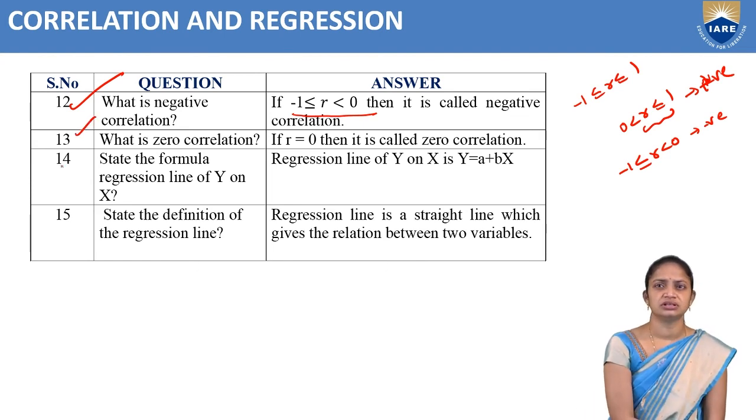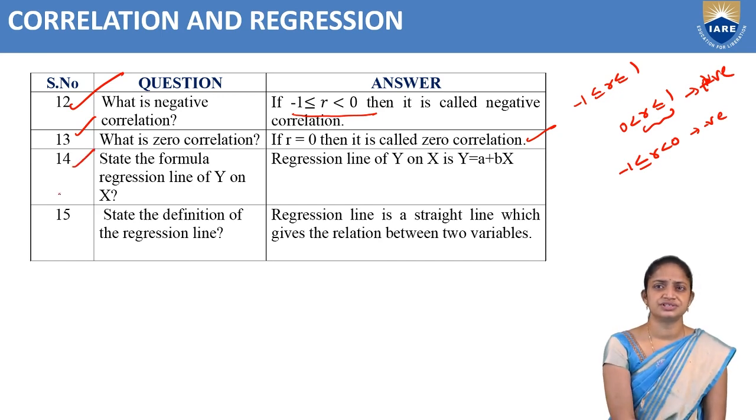Next question. What is zero correlation? If r equals 0, then we can say that it is zero correlation, or there is no relation between the two variables. Zero correlation is nothing but no relation between the two variables or elements.